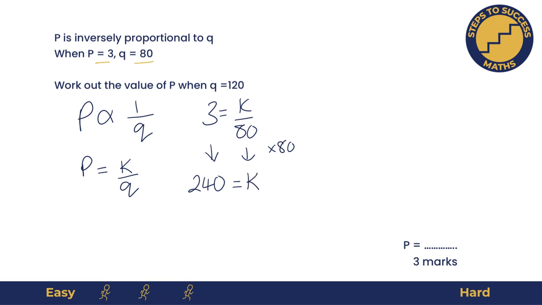Rewrite our rule. P equals the value of K, which is 240 over Q. Now use it to answer the question. Work out the value of P when Q is 120. P equals 240 over 120, which is equal to 2.